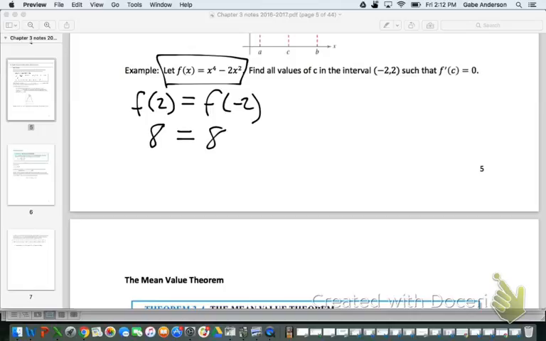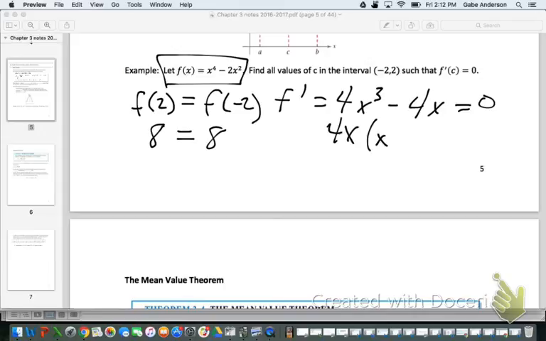Here's what we do. We say f prime, which would be 4x cubed minus 4x, must equal the average slope of 0. And finally, we solve this. I'm assuming you could solve this pretty easily. What would you do? Factor out a 4x. What's left over? x squared minus 1. And doesn't x squared minus 1 factor again?